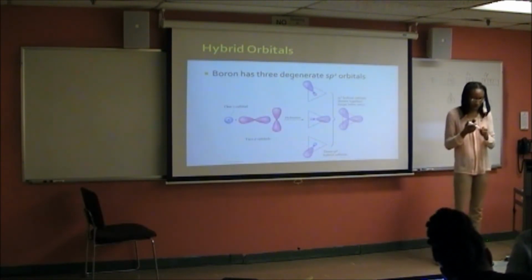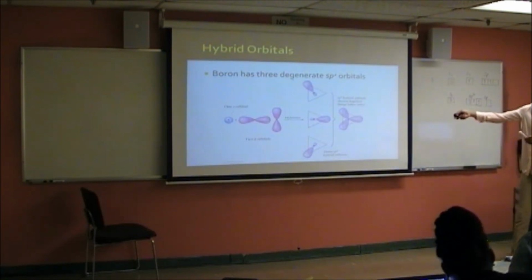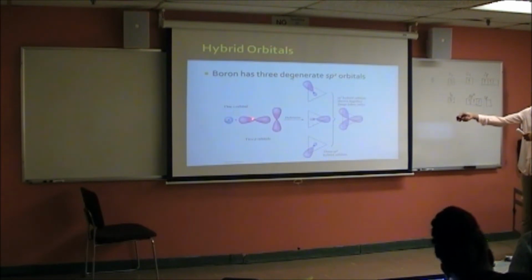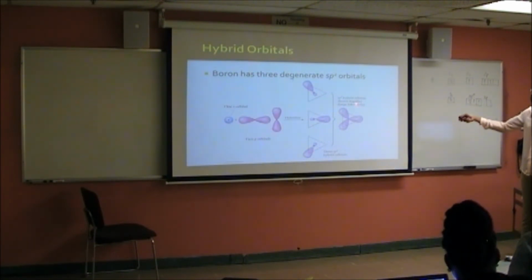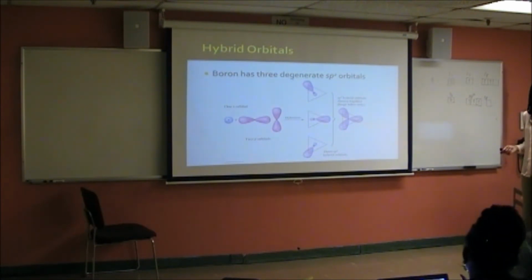So what that means is you've taken one of your s orbitals and 2 of your p orbitals, and you mix them and make 3 degenerate orbitals, which has the configuration of sp2, the hybridization of sp2. What family does this look like? Trigonal planar.